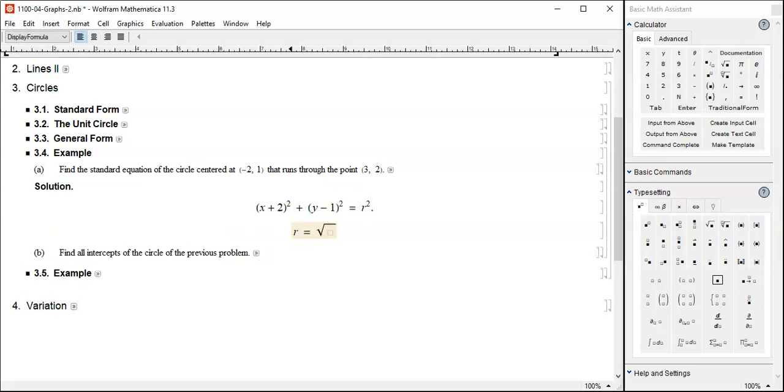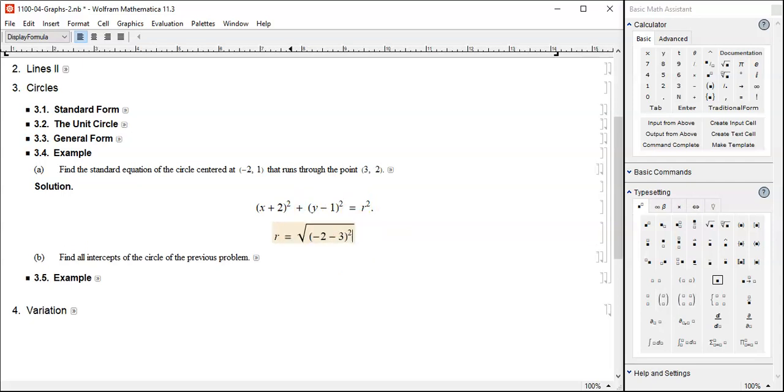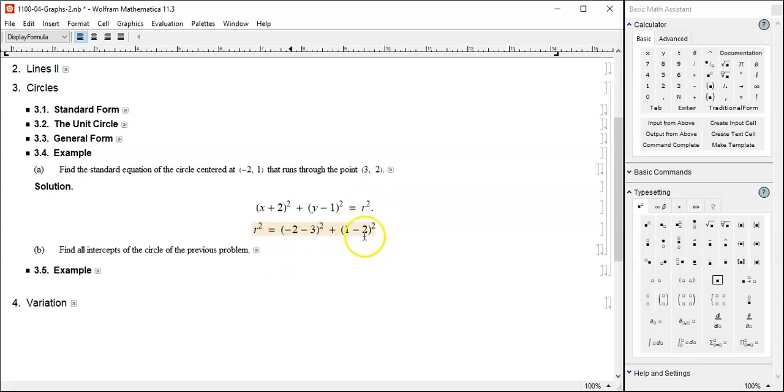r is equal to the square root of, by the distance formula, (-2 minus 3) squared, the difference of the x coordinates, plus (1 minus 2) squared, the difference of the y coordinates. But then again, I don't have to take the square root and then square again. So it's going to be easier if I just square both sides and write it without the square root. This is not too difficult a computation. Negative 2 minus 3, okay, negative 5 squared, so that's 25. And then 1 minus 2 is negative 1 squared, so it's 1, so that's 26.